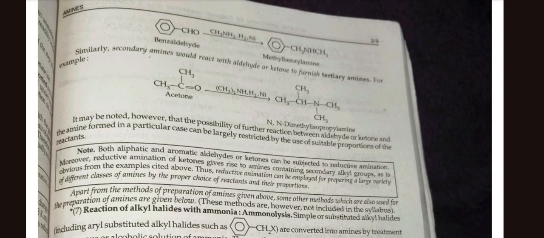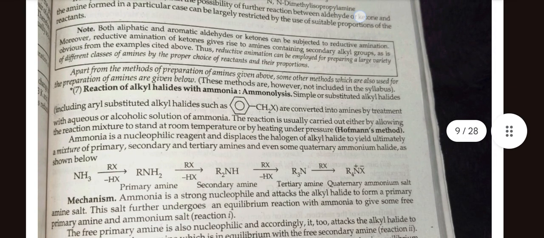Apart from the methods of preparing amines given above, some other methods which are also used for the preparation of amines are given below. These methods are, however, not included in the syllabus.